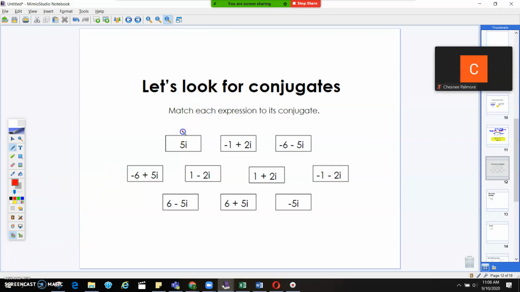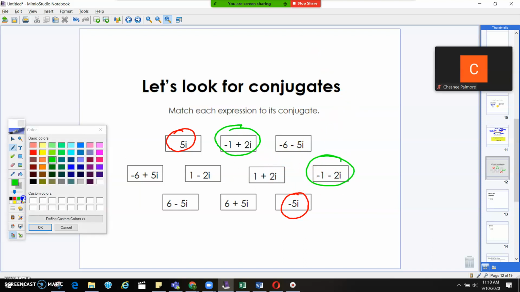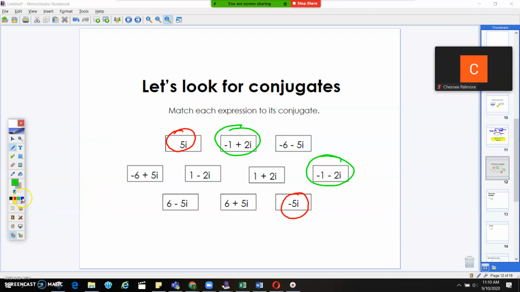Okay, so take a moment, write it down on your paper, match the original with the conjugate. For instance, if I had 5i, the conjugate of 5i is going to be negative 5i. Okay, so I've already done one for you. Go ahead and try that one. Okay, so the conjugate of negative 1 plus 2i would be what? Exactly. Okay, the conjugate of negative 6 minus 5i. Exactly.